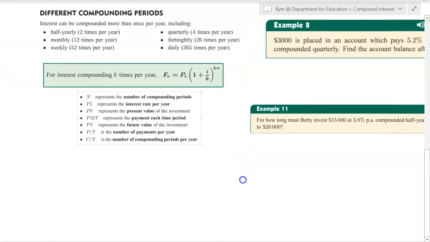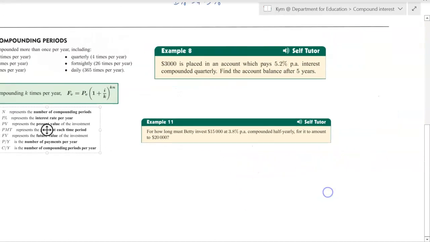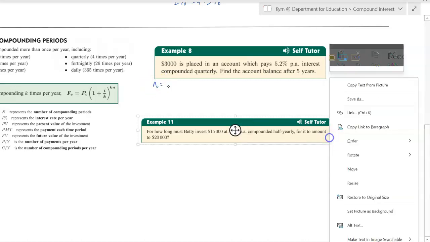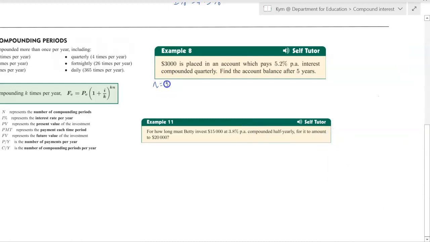Anyway, let's look at our first example here, which states I have $3,000 placed in an account which pays 5.2% per annum interest, compounded quarterly. Find the account balance after 5 years. Now, again, N is going to represent, as I just said, the number of compound periods. So if it's 5 years and it's compounded quarterly, it's 5 times 4, okay? In this case, it's 20.